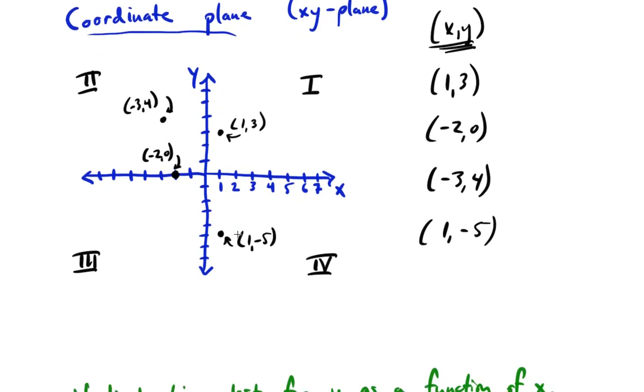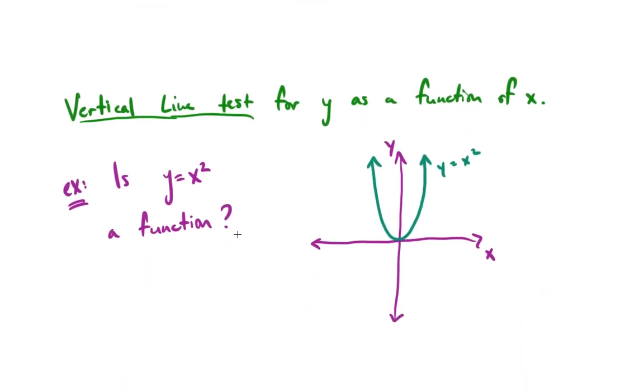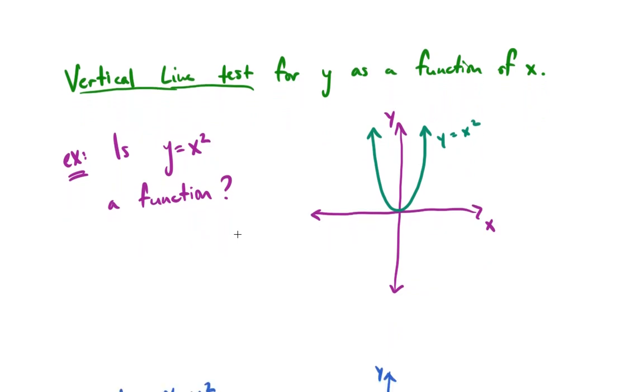And then there's one more thing I want to talk about with respect to functions, and that is the vertical line test. Specifically the vertical line test for y as a function of x. This is not true when you're talking about x as a function of y, but in general we like to talk about y as a function of x. So if you have the graph of an equation, so for example, is y equals x squared a function?